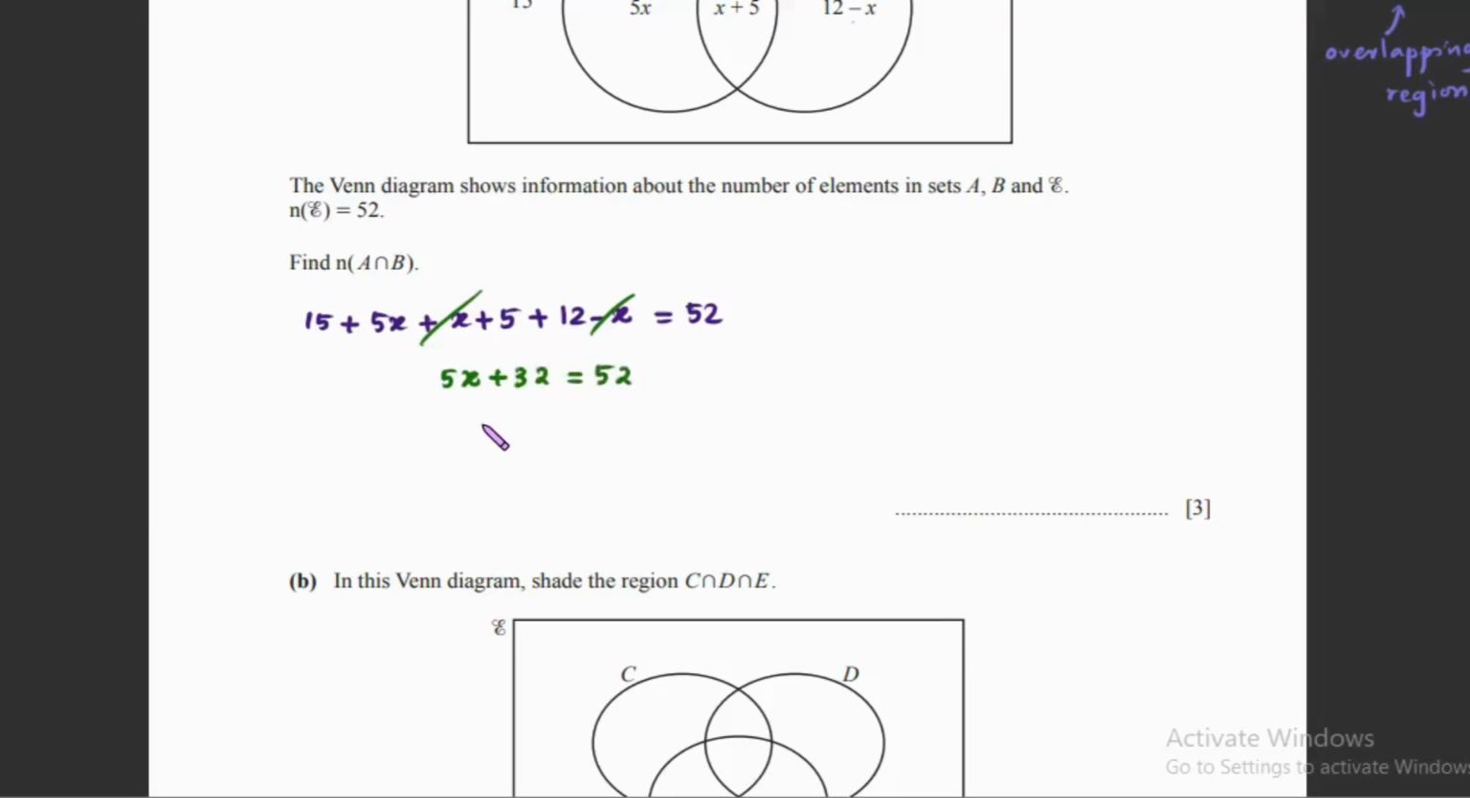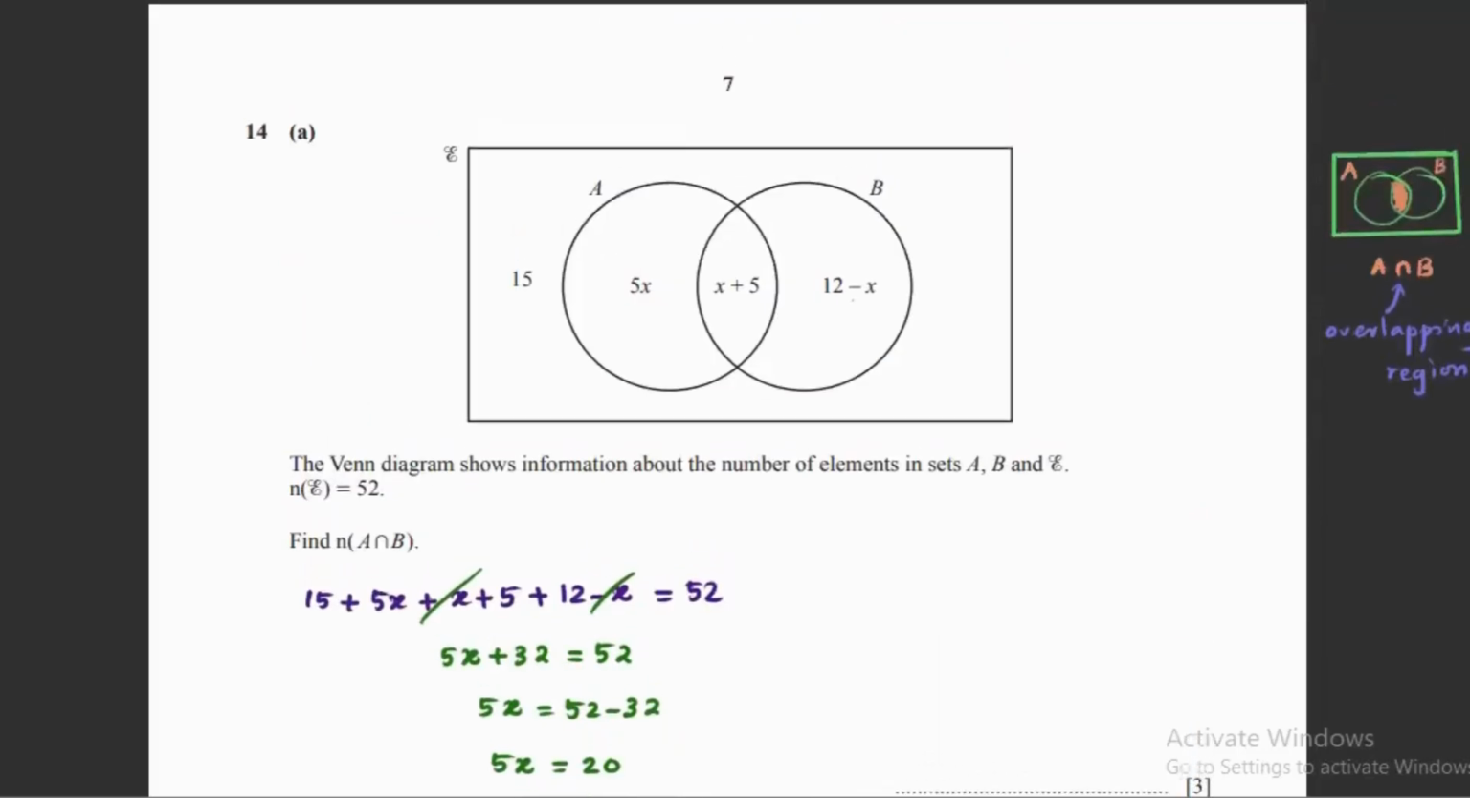So if I'm to find what 5x is, I need to bring this 32 to the other side. So I need to deduct 32 from 52. So this gives me the answer as 20. And if I'm to find what x is, I need to divide both the sides by 5. So when I divide 20 by 5, the value of x is 4. Now I know what x is.